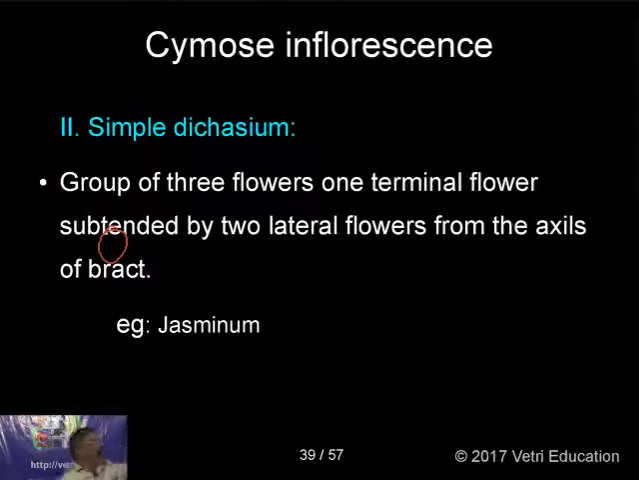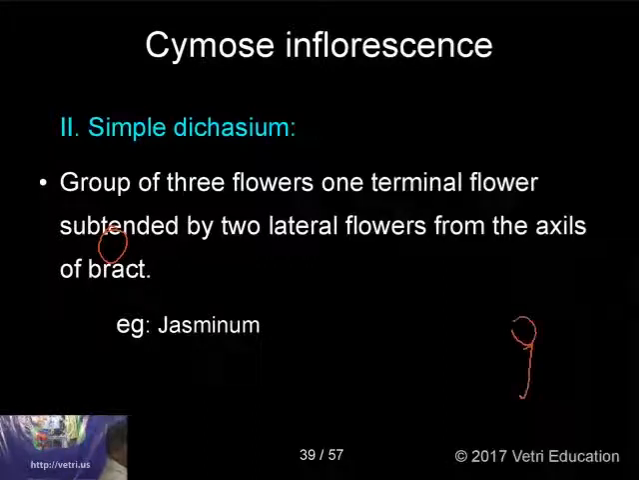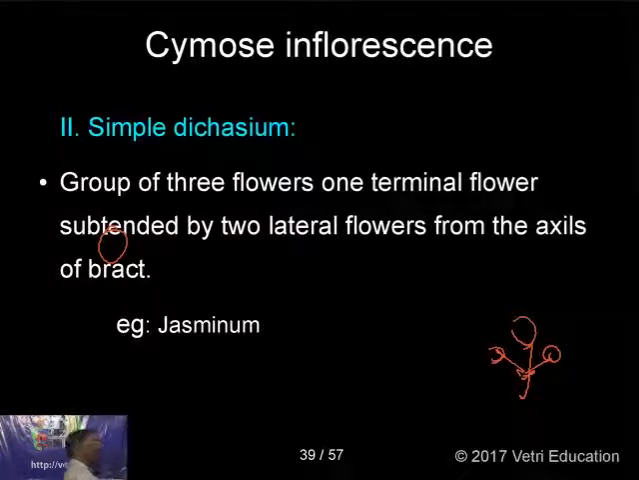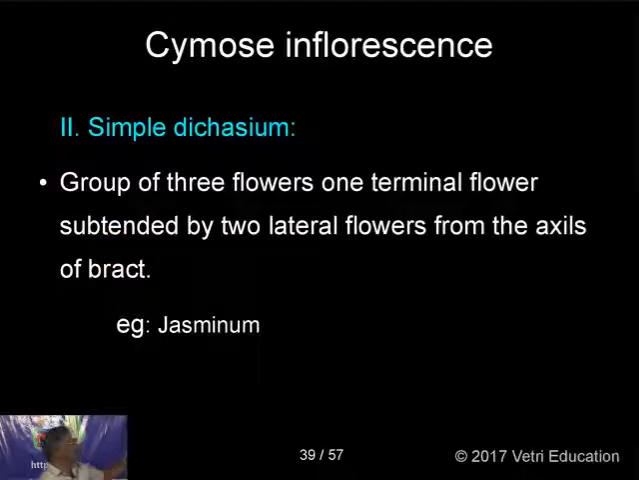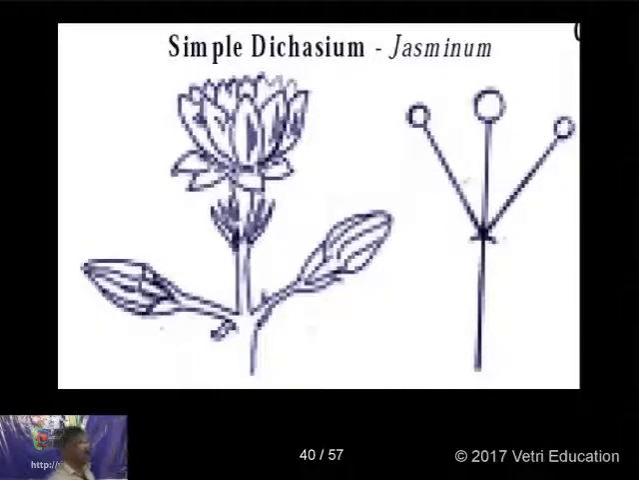Next, the simple dichasium, as I told you already. The peduncle ends with a flower and stops its growth and leaves two bracteoles. From the axis of these two bracteoles two flowers develop. So, a three-flowered cyme is known as a simple dichasium. You can find a group of three flowers, one terminal flower and two lateral flowers from the axils of the bracts. Example, jasminum. Here you can see the jasminum, a central very big flower. Below you can find two more flowers. This is like the simple dichasium you can find in a jasminum plant.